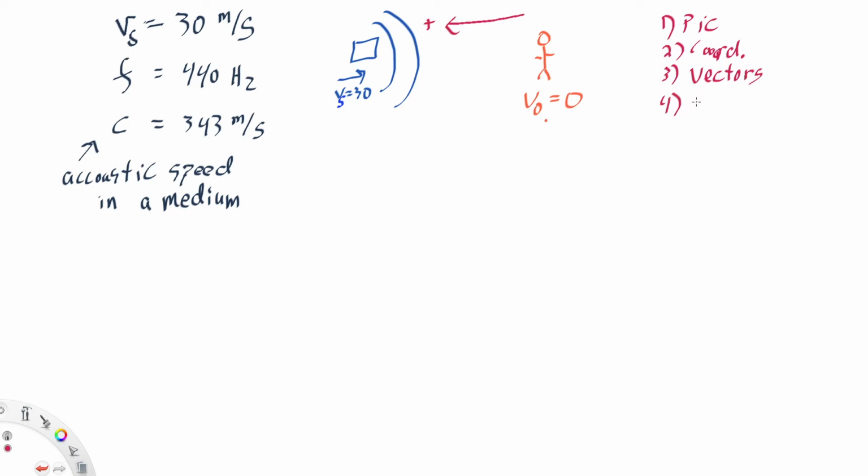But then we need to pull out our physics. The physics we have here is the observed frequency is going to be equal to the source frequency times c plus the speed of the receiver divided by c plus the speed of the source. And that's all the physics. So now we just have to plug and chug. The receiver is the observer, right?